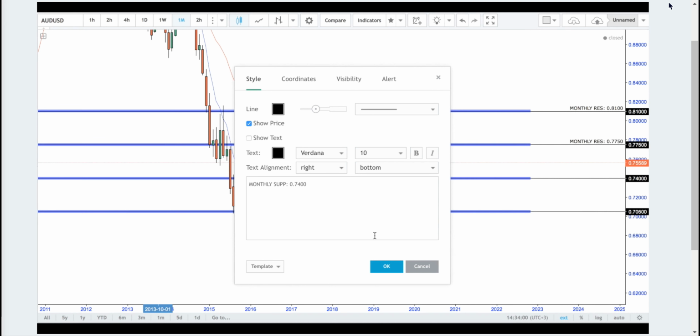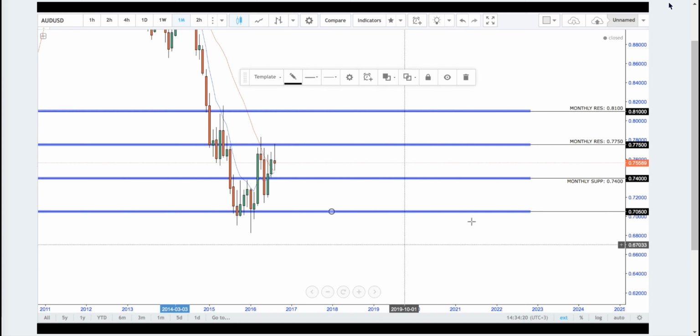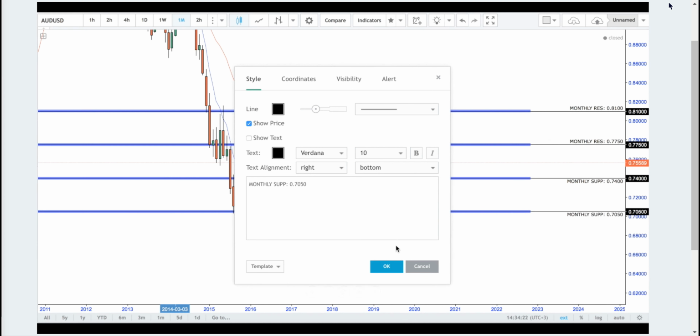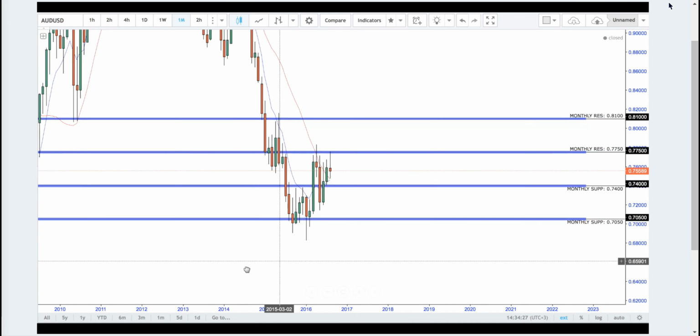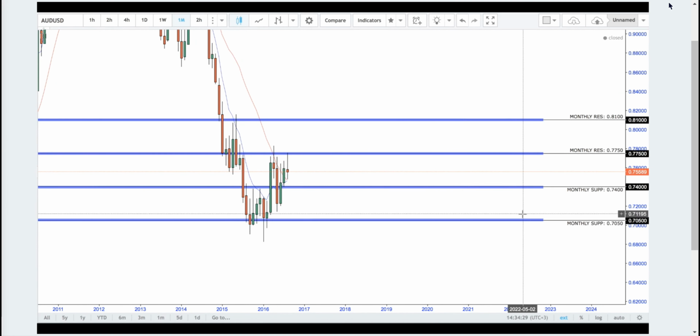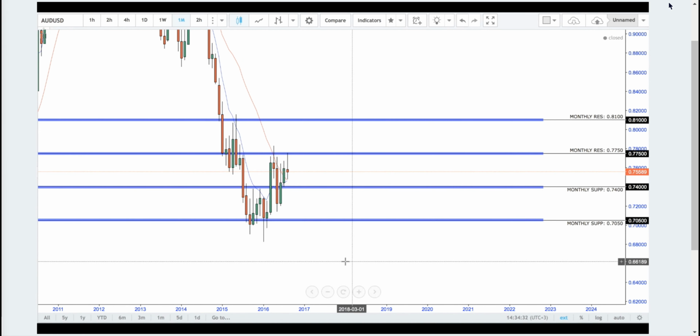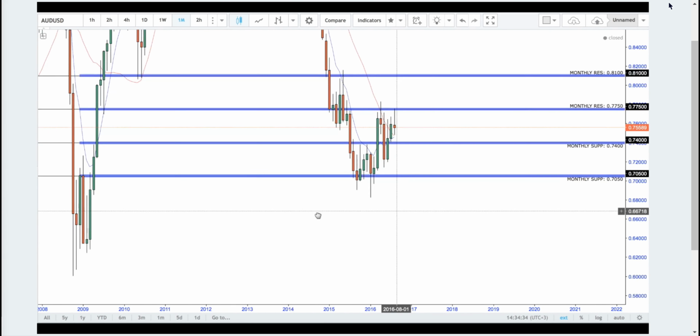Okay, show text once more. There we go, monthly support. And then last but not least, we have monthly support 0.7050. Monthly support, show text, bottom. Okay, so what we have here, as you can see, instead of adding some labels on like here or here, we've added it to the actual line. So when we're moving the charts around, it stays flush, it stays clean, it stays neat.